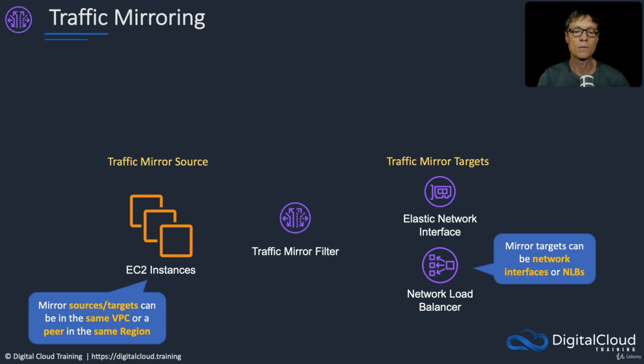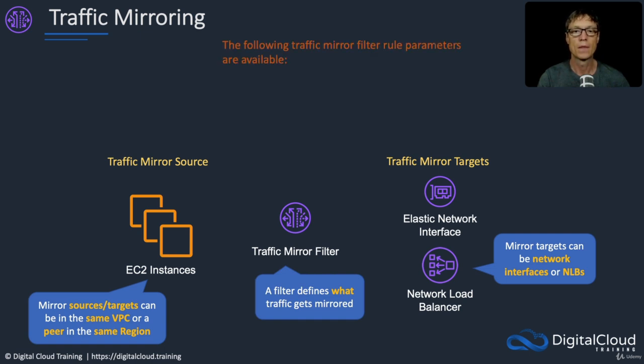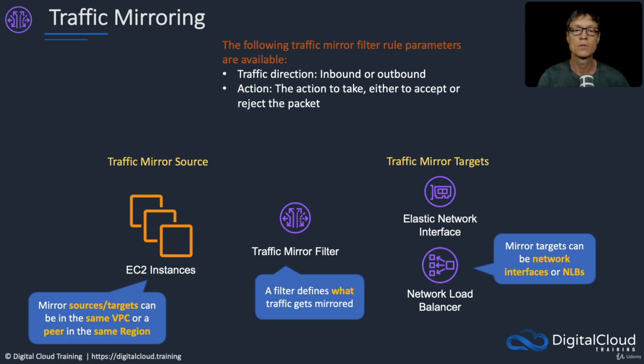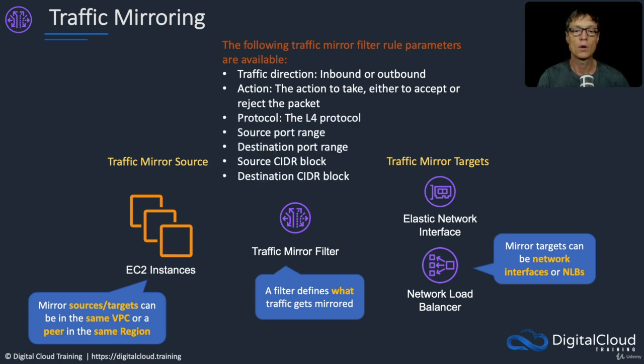We then apply something called a traffic mirror filter. Now, the filter actually defines what traffic will get mirrored. So what are the parameters available? Well, you can filter by traffic direction, inbound, outbound, the action, whether to accept or reject the packet, the protocol, the source port range, destination port range, source CIDR block, and destination CIDR block.